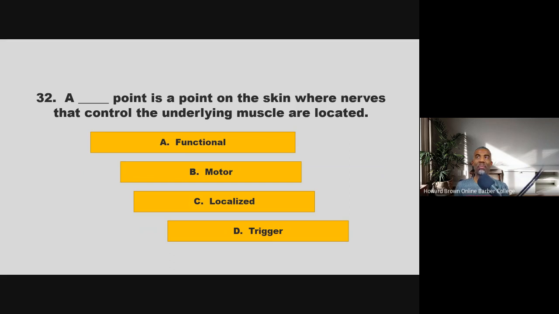A blank point is a point on the skin where nerves that control the underlying muscle are located. Is it functional, motor, localized, or trigger? If you chose B, motor, you are correct.